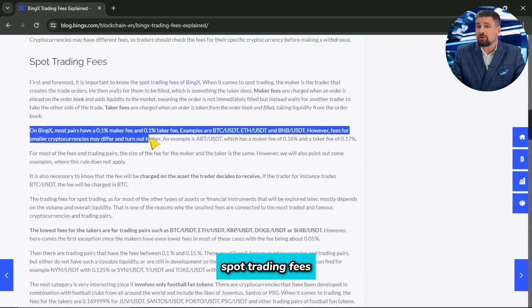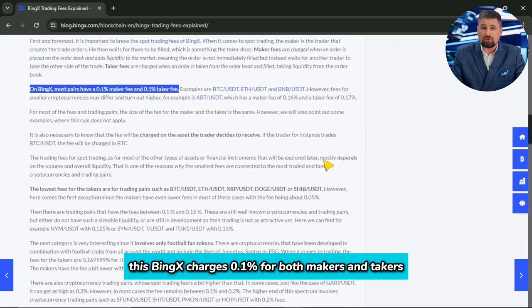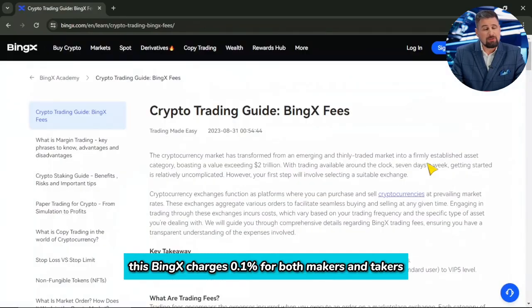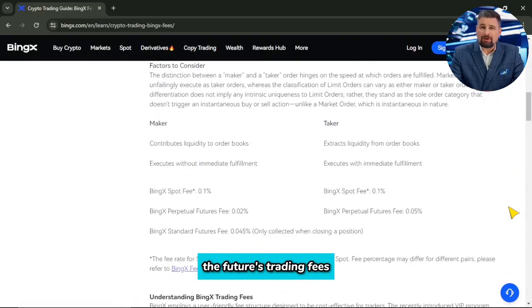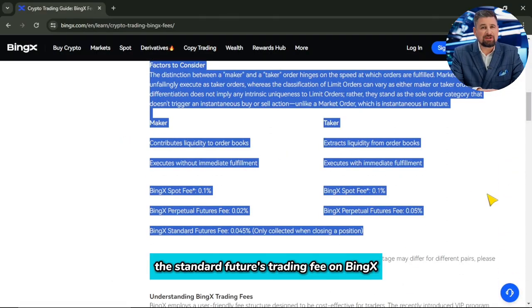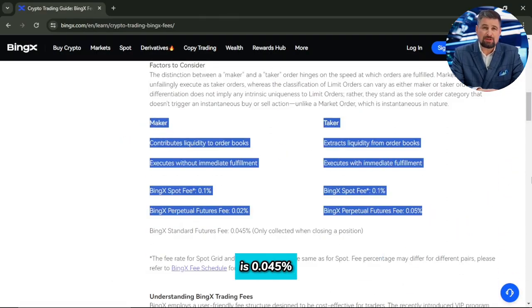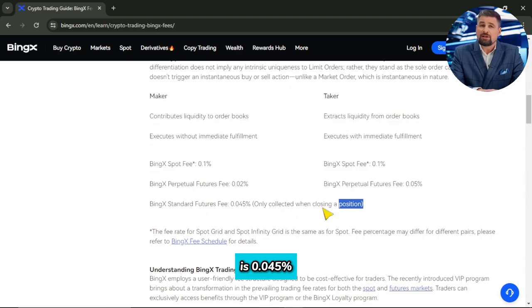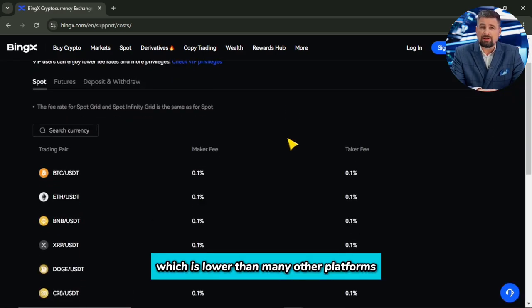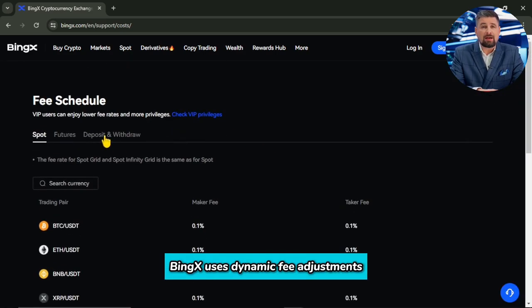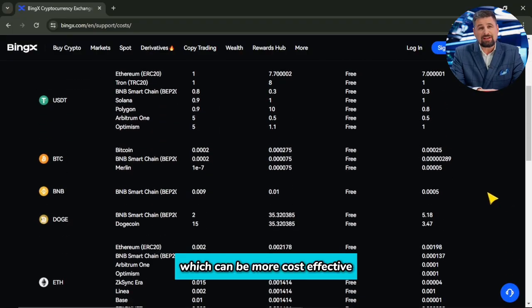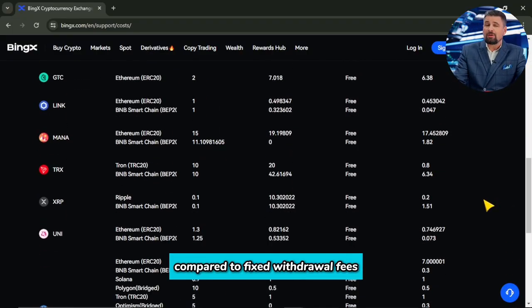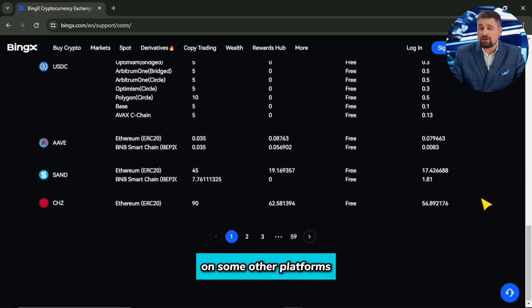Spot trading fees. BingX charges 0.1% for both makers and takers, which is competitive compared to other major exchanges. Futures trading fees. The standard futures trading fee on BingX is 0.045%, which is lower than many other platforms. Withdrawal fees. BingX uses dynamic fee adjustments based on network conditions, which can be more cost-effective compared to fixed withdrawal fees on some other platforms.